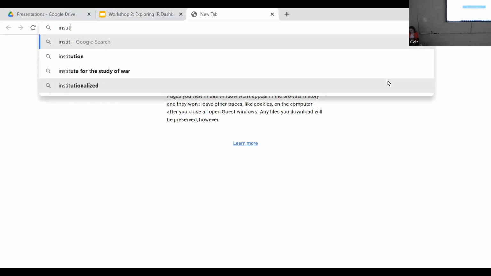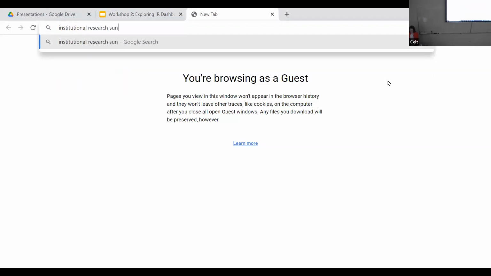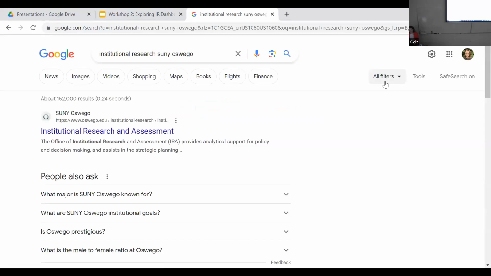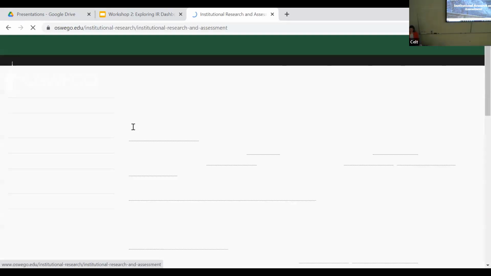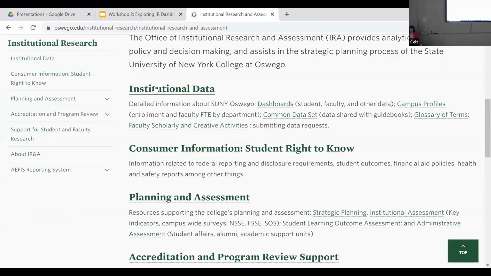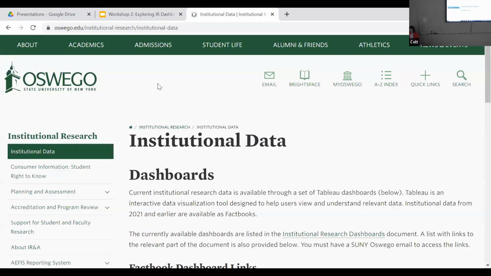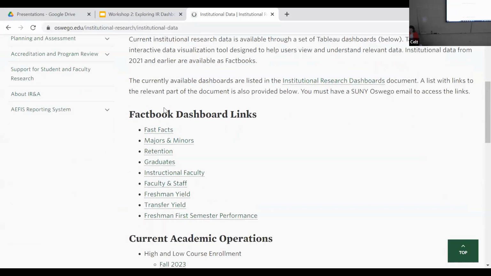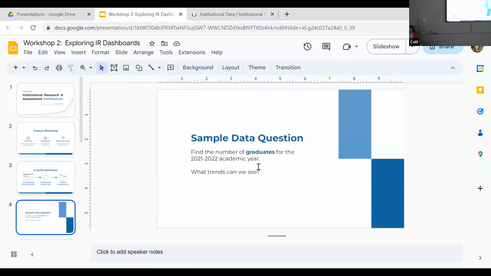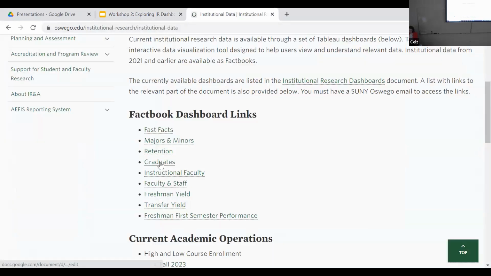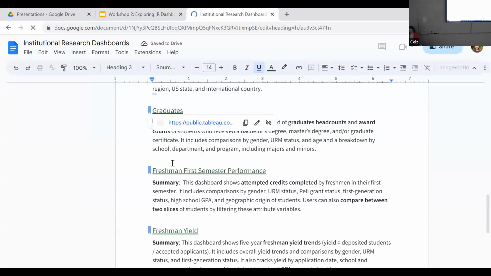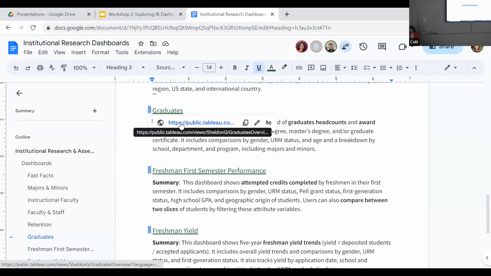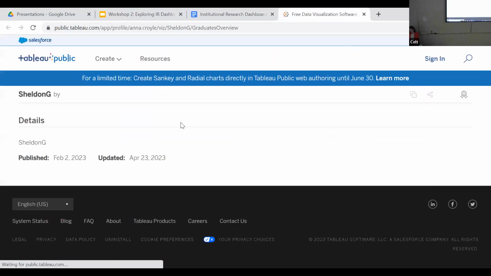You can always go to the institutional research homepage, and that will always lead you to the dashboard. So, institutional research and assessment. We're interested in institutional data since dashboards are part of that data. These links all link to different aspects of the dashboards, all in this Google Doc. Remember our sample data question, the number of graduates. So I would go to the graduates dashboard link. It takes me right to that link, and I'll open it up.